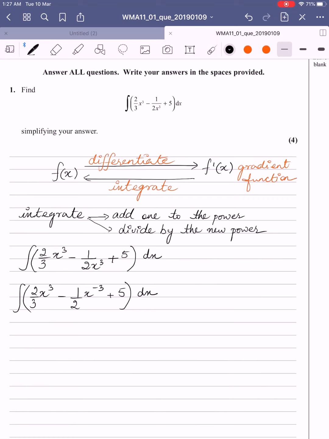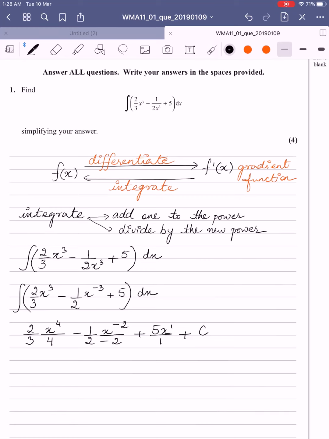Now we'll move on with adding 1 to every power of x and then dividing by the new power of x. Adding 1 to the power, we get x to the power of 4 and divide by the new power. Then minus half written as it is. Adding 1 to the power, we get negative 2 and dividing by the new power. Then the constant of integration.